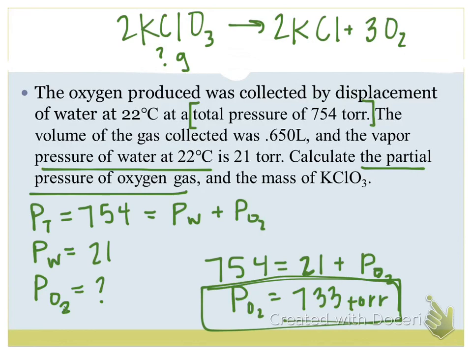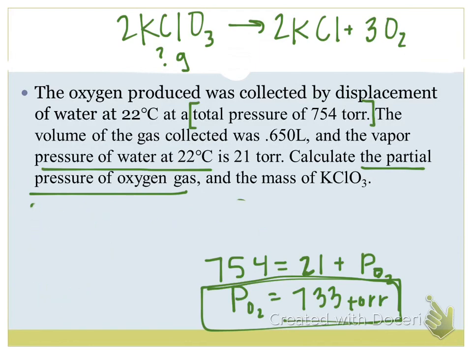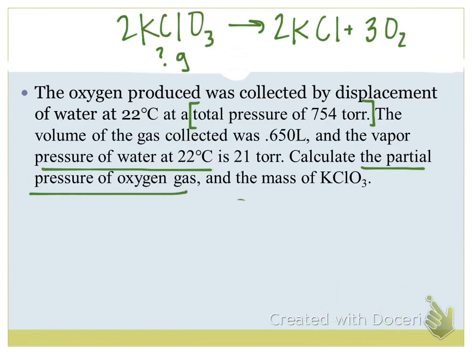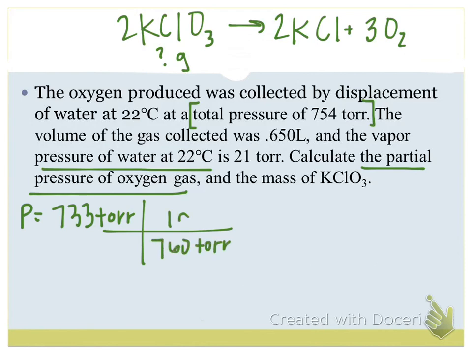Okay, so I'm going to get rid of this bottom stuff here. And I know that my pressure of oxygen at that condition, 22 degrees Celsius, pressure equals 733. That is torr, but if we want to use the ideal gas law, we need to put it into what? Atmospheres. So I take 733 divided by 760. Okay, so that's my P.